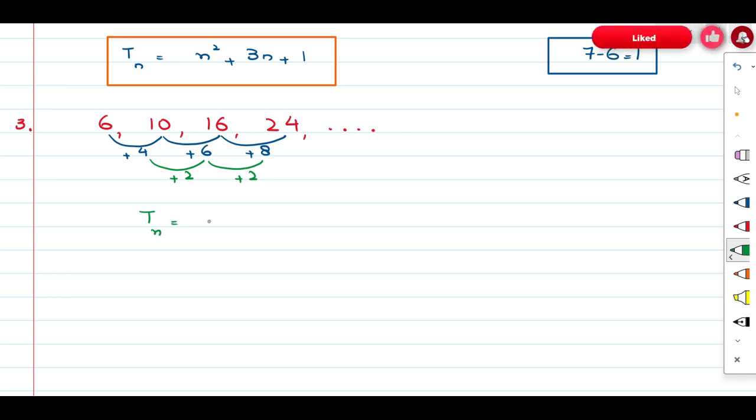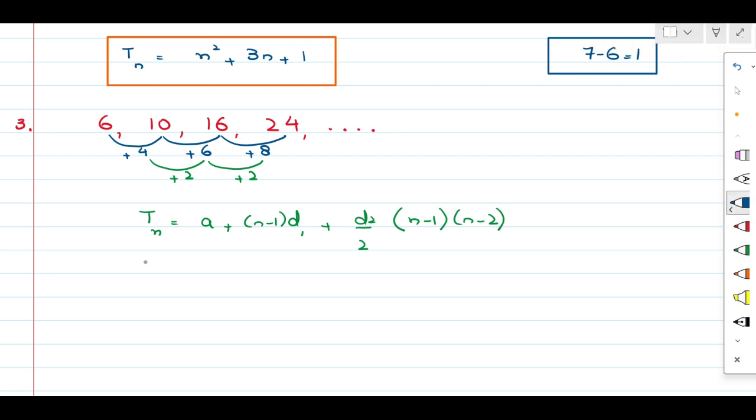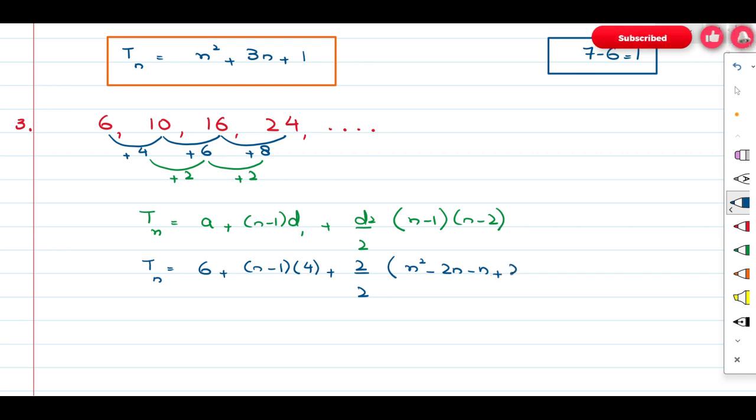So the nth term Tn is equal to a, the first term of the sequence, plus n minus 1 into d1, the first term of the first difference, plus d2 divided by 2 into n minus 1 into n minus 2. Okay, let me plug everything into the formula. So the first term of the sequence is 6 plus n minus 1. The first common difference is 4. The second common difference is 2 by 2. And when you simplify, n times n gives you n square, n times minus 2 is minus 2n, minus 1 times n is minus n, minus 1 times minus 2 is plus 2.